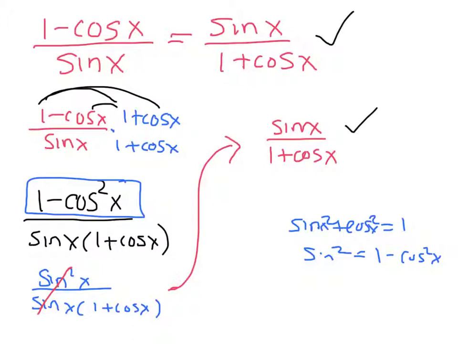And in that example, I simplified one side, and I had to use two different strategies. My first strategy that I used was strategy number 5, multiply one side of the equation by an expression equal to 1, and I did that so I could get the bottoms the same. And then I also used strategy number 2, look for opportunities to use the Pythagorean identity.